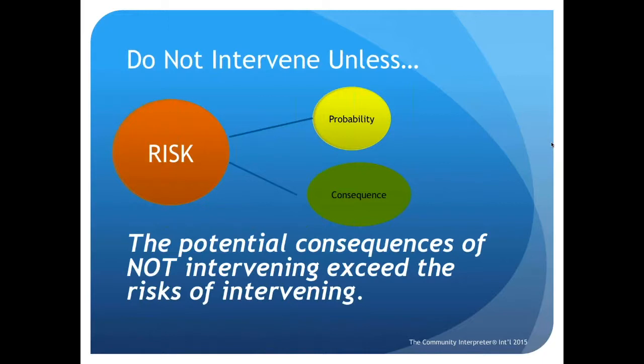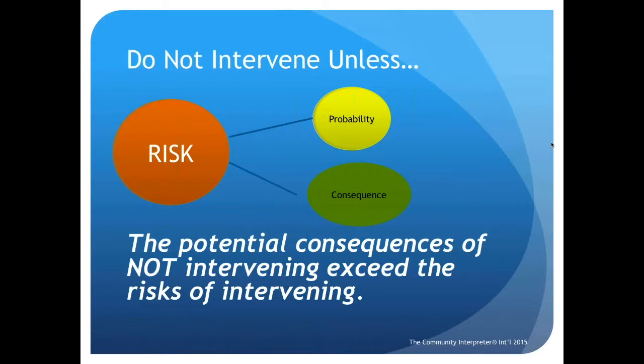So as Rosanna explained when she was going over the roles, the message converter role is the primary role for a very good reason, and that is it is the safest role, and it has the least potential for disrupting that therapeutic relationship between the provider and the patient, which is also the primary there to support. So a good rule of thumb is basically not to intervene unless we can assess that the potential consequences of not intervening exceed the risks of intervening.